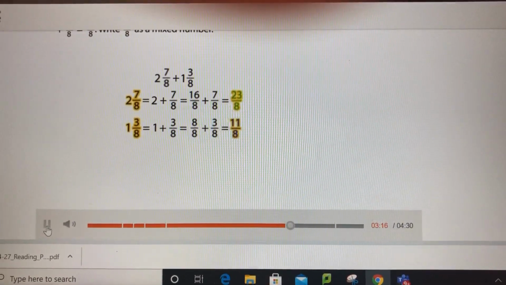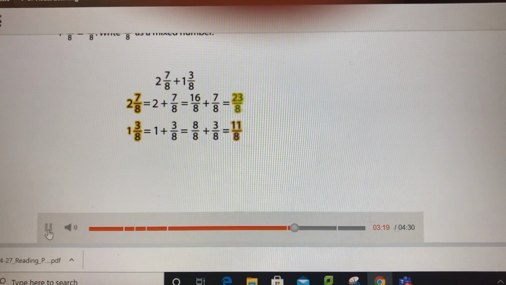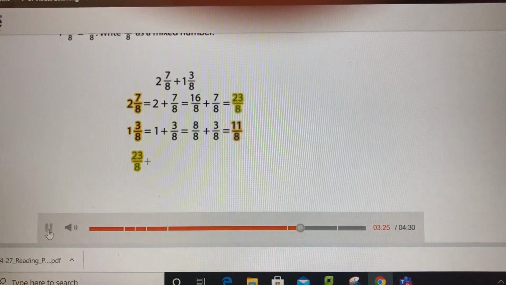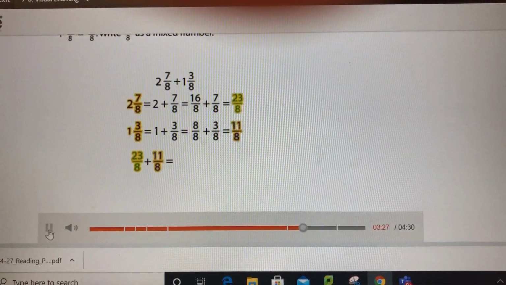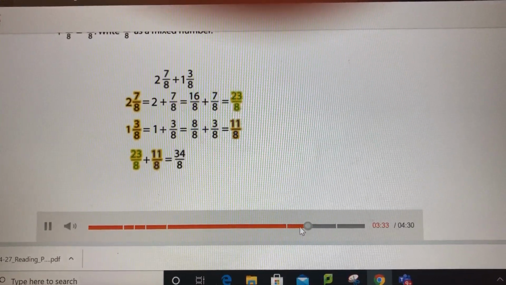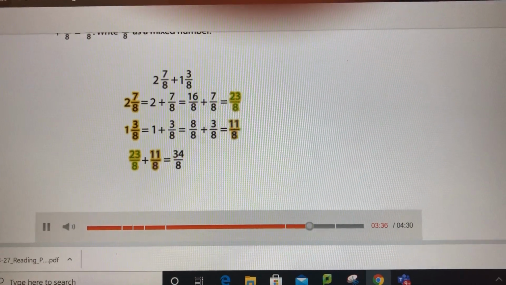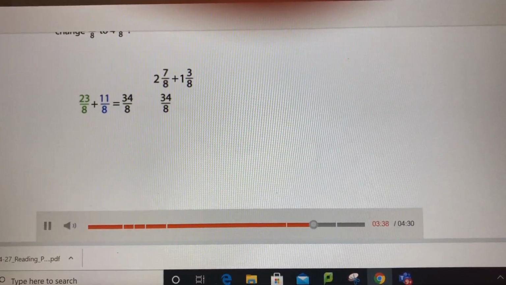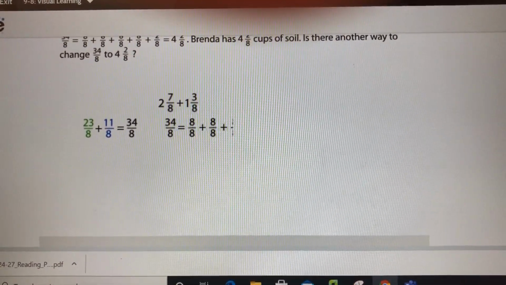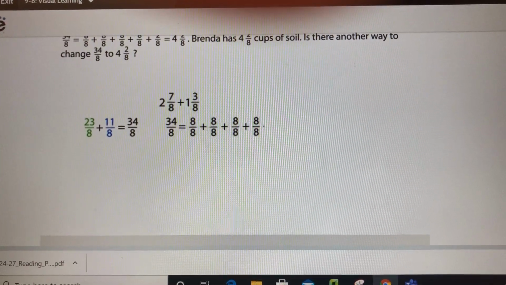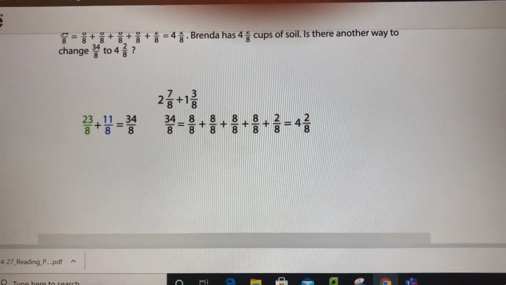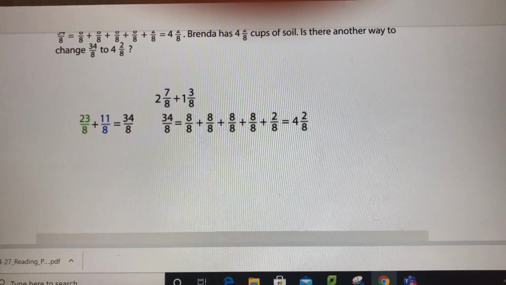2 and 7/8 is equivalent to 23/8, and 1 and 3/8 is equivalent to 11/8. So their sums are equivalent. 23/8 plus 11/8 equals 34/8. Write 34/8 as a mixed number. 34/8 equals 8/8 plus 8/8 plus 8/8 plus 8/8 plus 2/8. That equals 4 and 2/8. Brenda has 4 and 2/8 cups of soil.